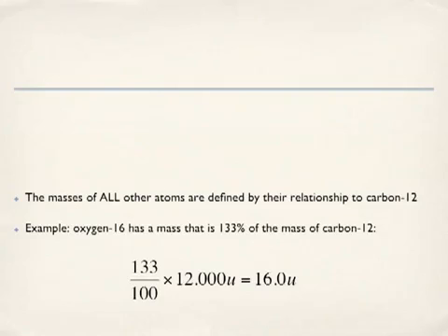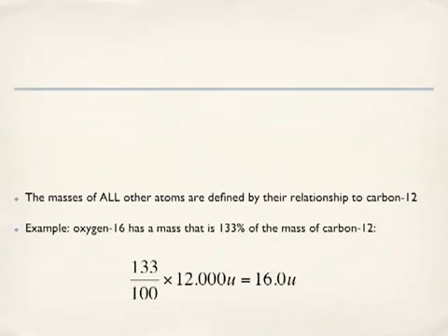So, let's look at oxygen-16. If we look at our periodic table, we'll see that oxygen has an atomic mass of 16. But let's prove it. We find out that oxygen has a mass that is 133% of the mass of carbon. Don't worry about how we got this right now, we'll worry about it later on. But this is here a given. So we've given to you the fact that oxygen is 133% of the mass.